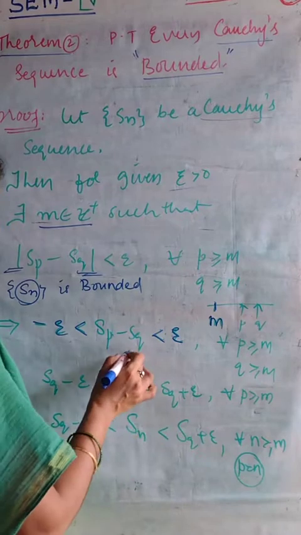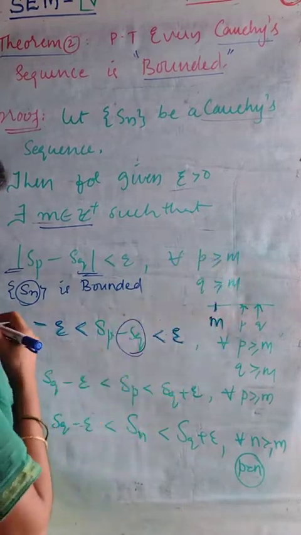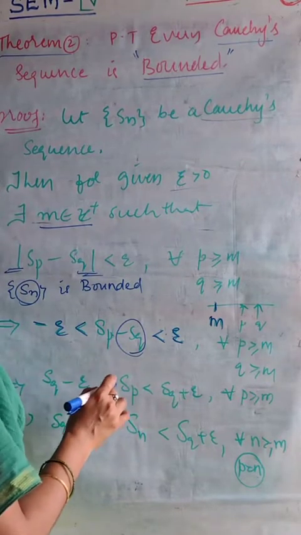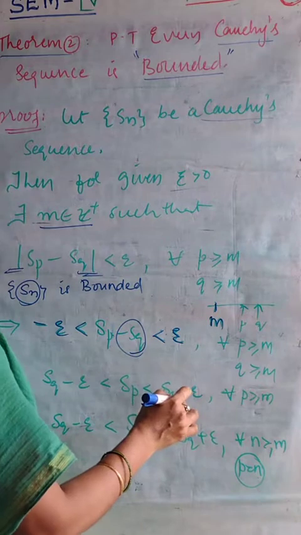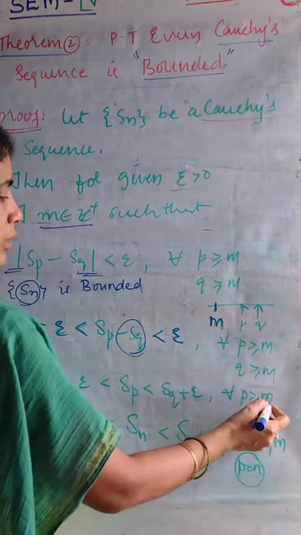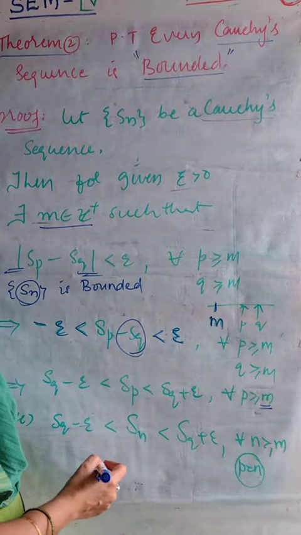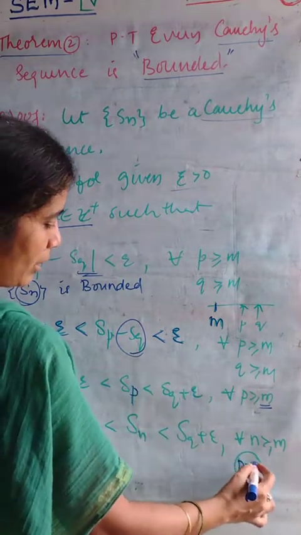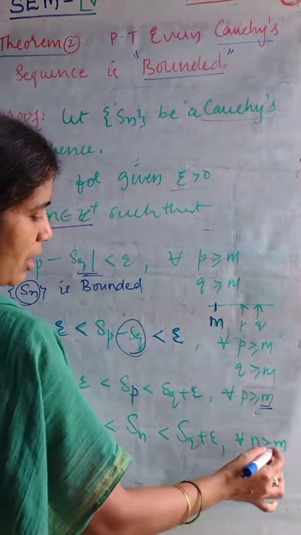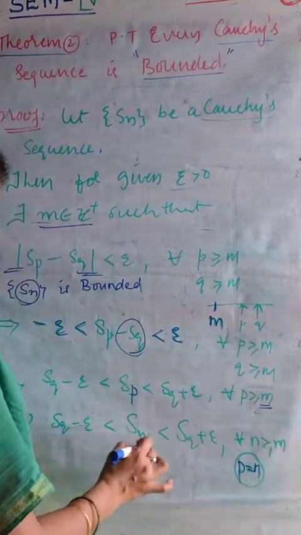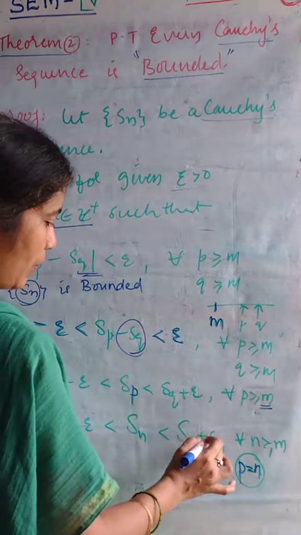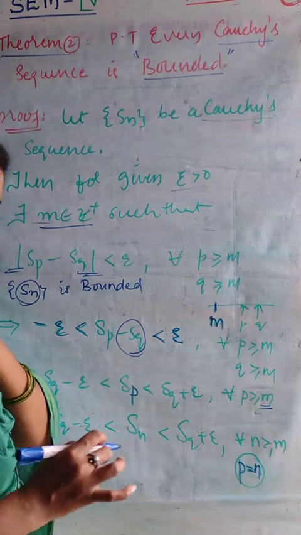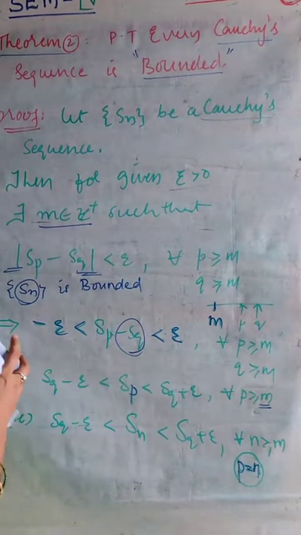Now, adding Sq on both sides of the inequality, we get Sq minus epsilon is less than Sp is less than Sq plus epsilon, after this m. Now, for our convenience, let us write the p value as n, p is equal to n. Then what is the condition here? After m, the terms of the sequence lie between Sq minus epsilon and Sq plus epsilon. Here we leave the first m terms.